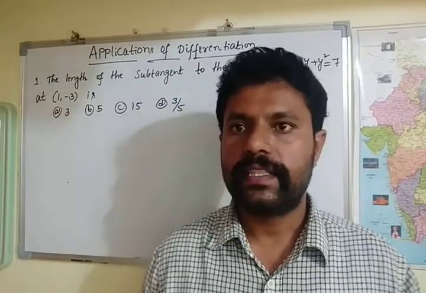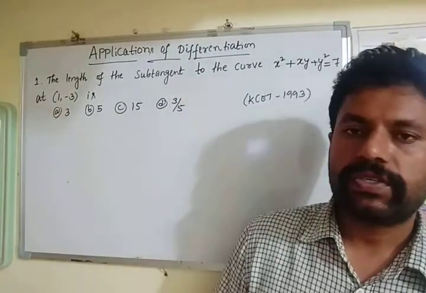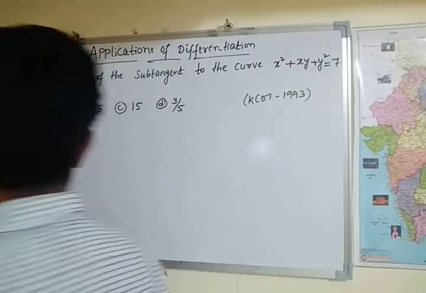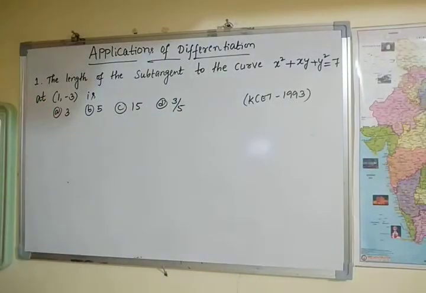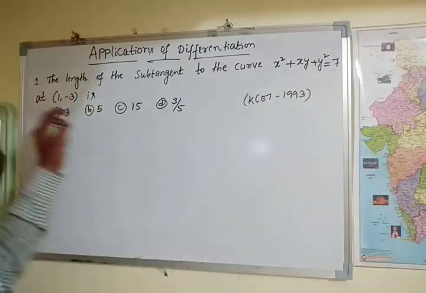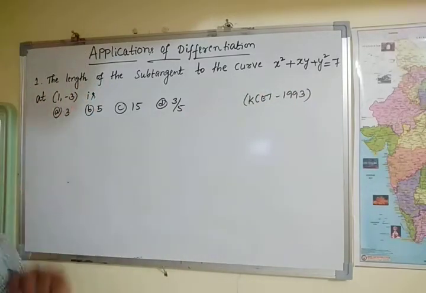Hello students, in this video I explain application of differentiation. First, here we have the first example. The length of the subtangent to the curve x square plus xy plus y square is equal to 7 at the point (1, minus 3) is.